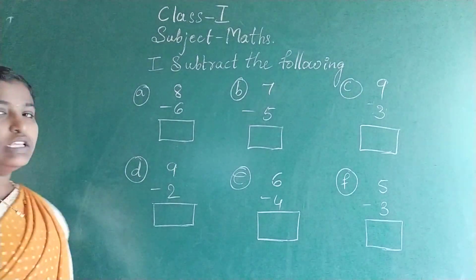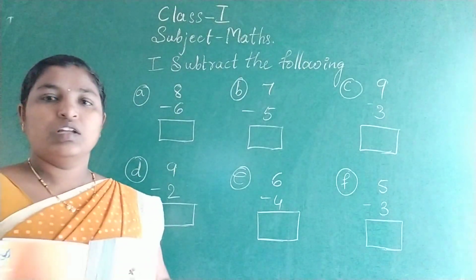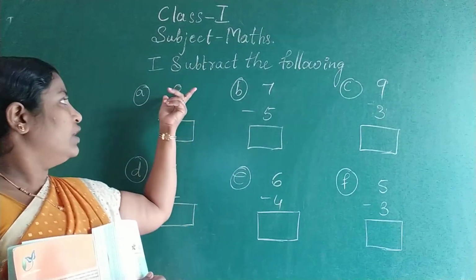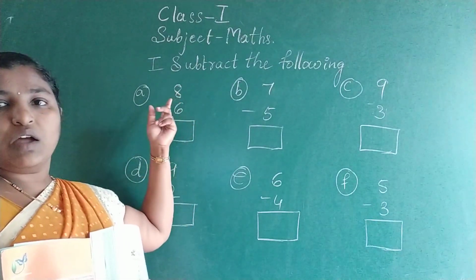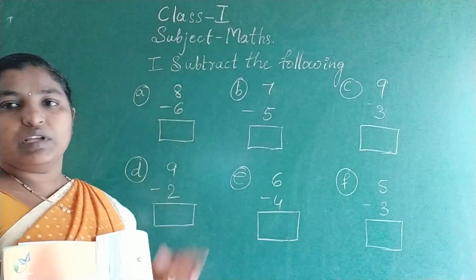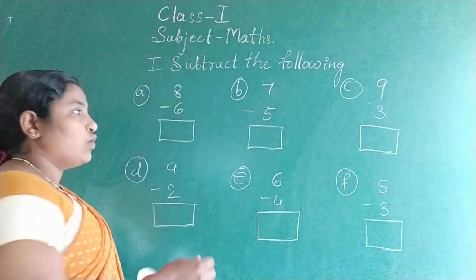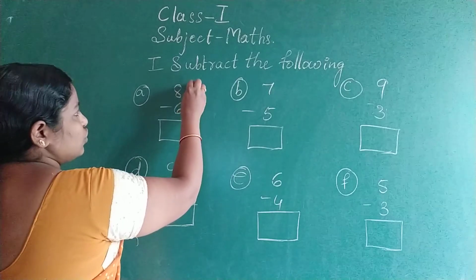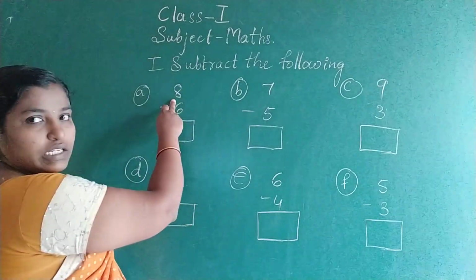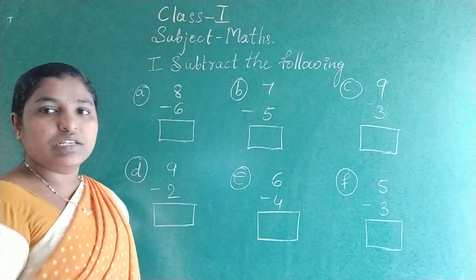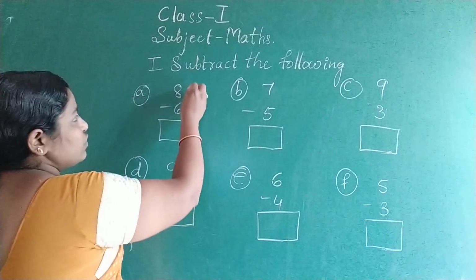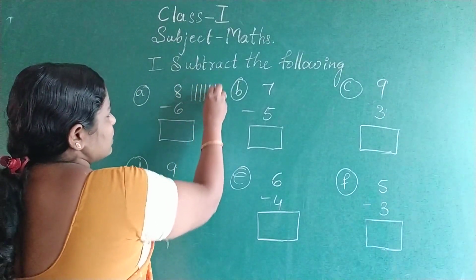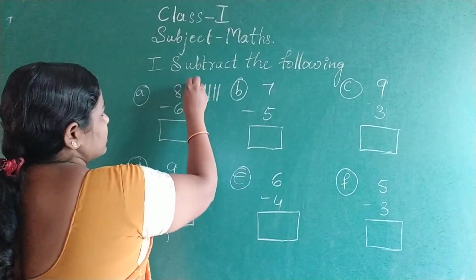Okay. These are subtraction vertically. Vertically means the numbers will be up and down. One will be up and one will be down. This is known as vertical. So what we have to do is draw. The big number is 8. This is the minuend, so we should draw that many lines. 1, 2, 3, 4, 5, 6, 7, 8.